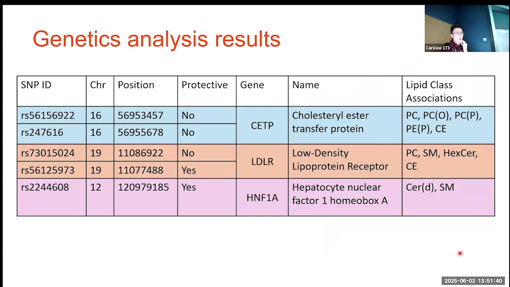And then we found these 5 SNPs, which were not located, but they were mapped to some really interesting genes. And so these are quite well-known genes for coronary artery disease, and the lipid classes that they were associated with were also quite interesting because they were some of the ones that we saw earlier on as well.